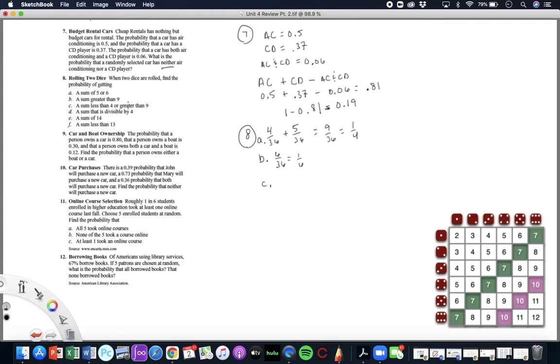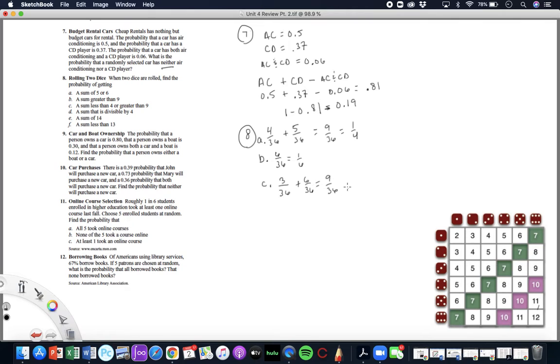C, a sum less than 4 or greater than 9. So less than 4 would be these 3 right here. And then I also have greater than 9, so that would be these 6 right in this area here. So I have plus 6 out of 36, which would be 9 out of 36. Now make sure there's no overlap going on here.